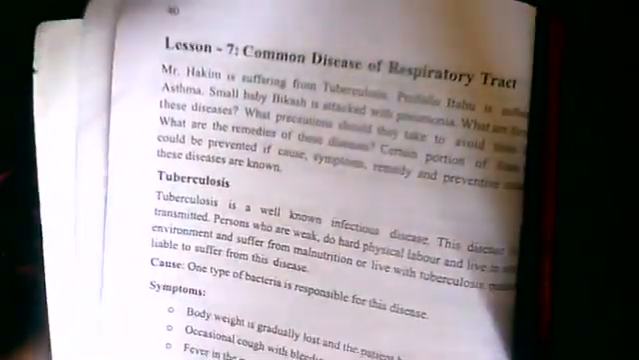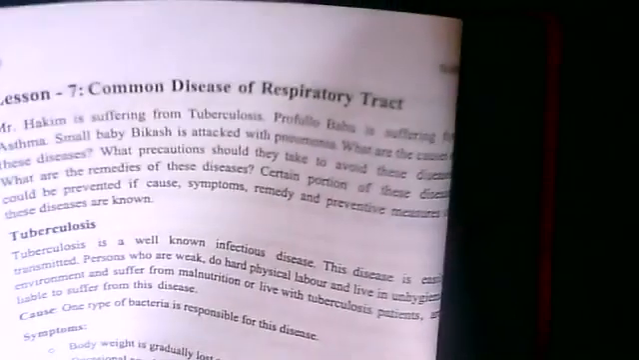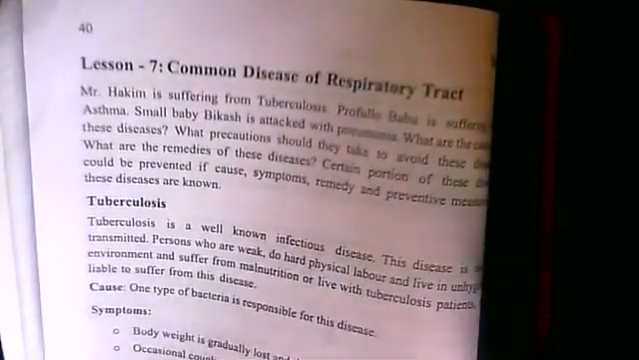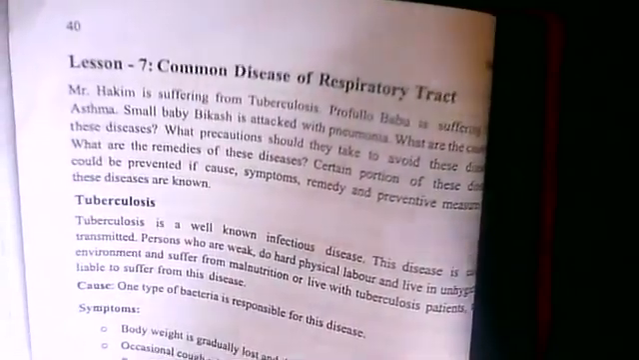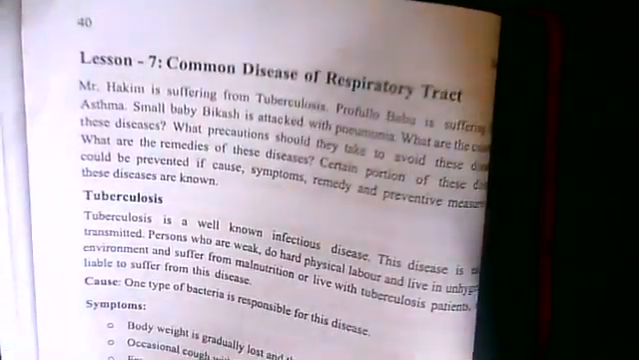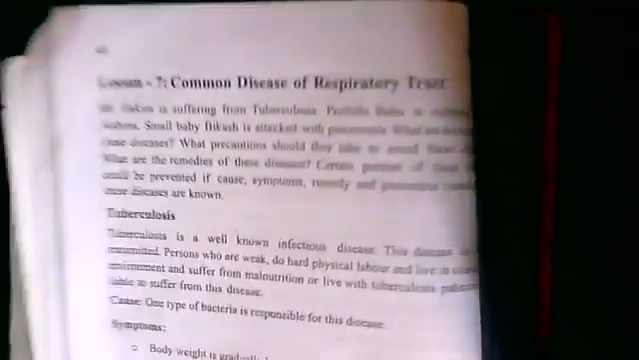Remedy: the patient should be given nutritious food. According to the advice of a physician, treatment should be started quickly. Long treatment is needed and should be continued till complete cure. Treatment must not be discontinued without the advice of a physician.